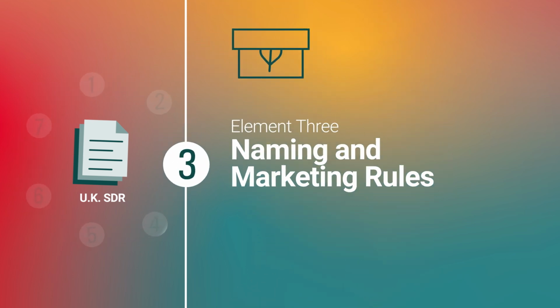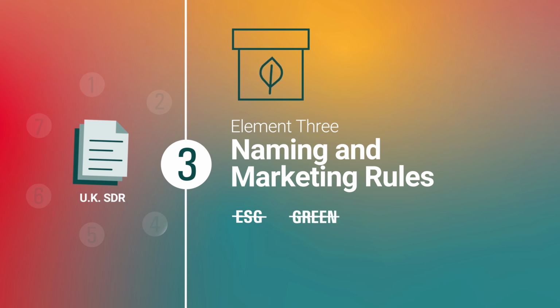The third key element is naming and marketing rules. To prevent deceptive branding, the SDR limits the sustainability-related terms firms can use. Products without one of the SDR labels are prohibited from using terms such as ESG, green, or sustainable when targeting retail investors.